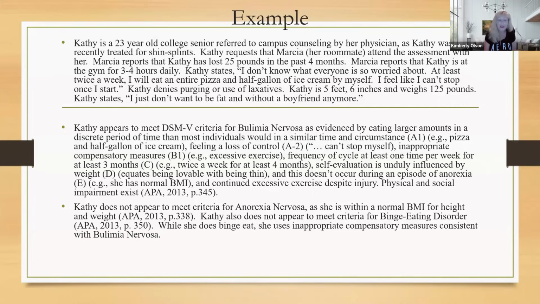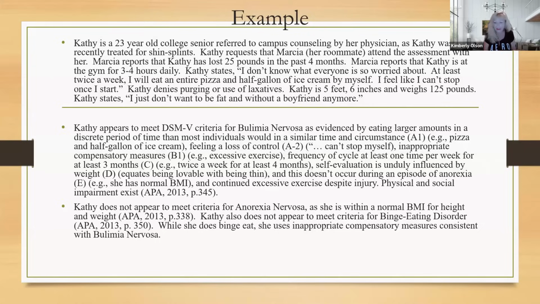Okay. And she continues to exercise despite injury. So we definitely have a problem here. She's experiencing impairment and continuing to do what she's doing. So we see physical and social impairment. Then the next portion, you'll rule it out. Okay. Kathy does not appear to meet criteria for anorexia for the reason I just shared with you. And see, it's a sentence or less because she's normal BMI. So she doesn't have anorexia. She might be skinny, but if she's of normal BMI, she's not going to meet criteria for anorexia nervosa.